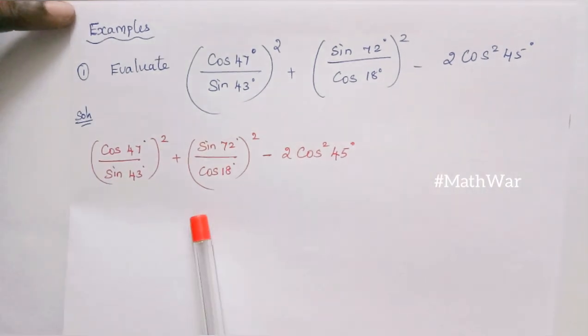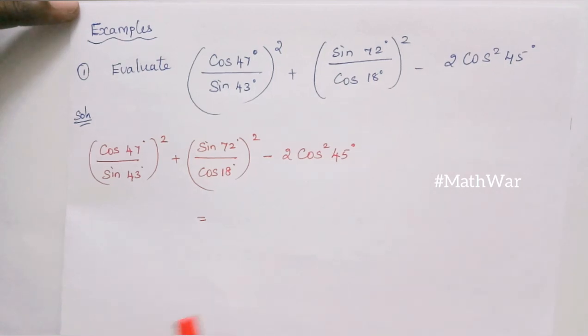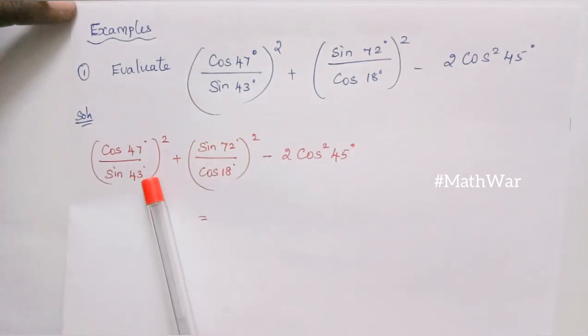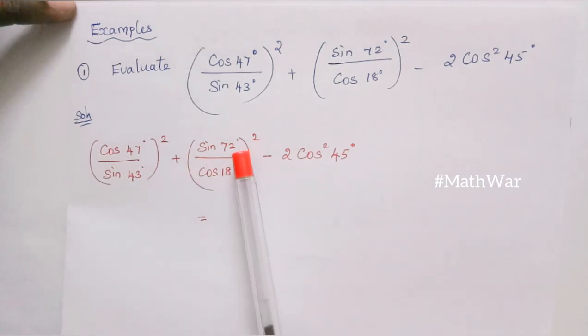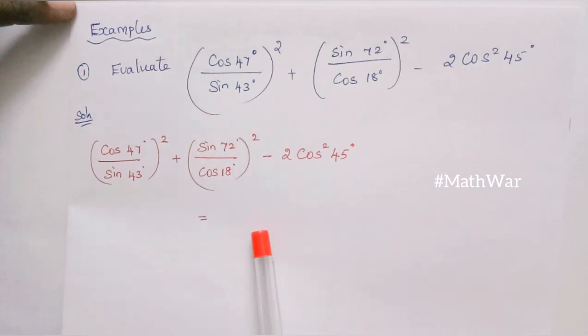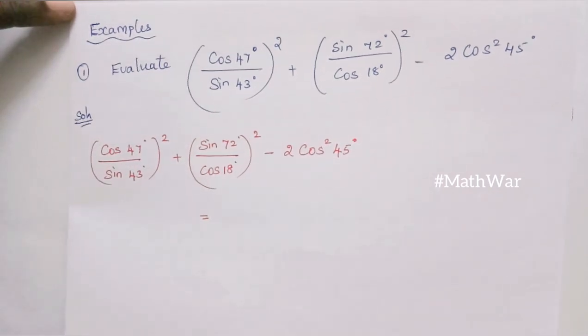Now, how to solve this? We could go with the trigonometrical values from the logarithm book, but that will be a little tough. So we have another way. You see the angles, if you add them, you will get 90 degree. 47 plus 43: 40 plus 40 is 80, 7 plus 3 is 10, so 90 degree will come. Here 72 plus 18 degree is also 90 degree. So these kinds of problems can be done in an easy way using complementary angle relations.